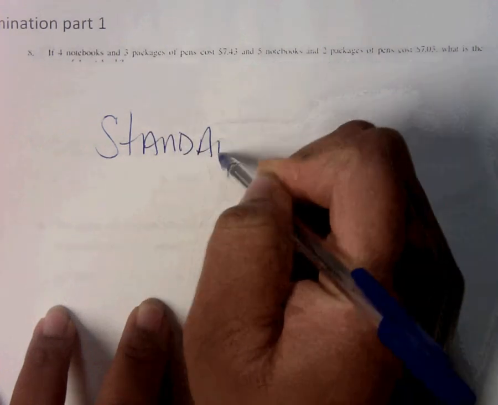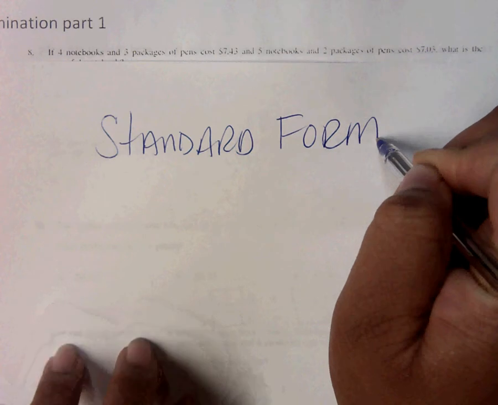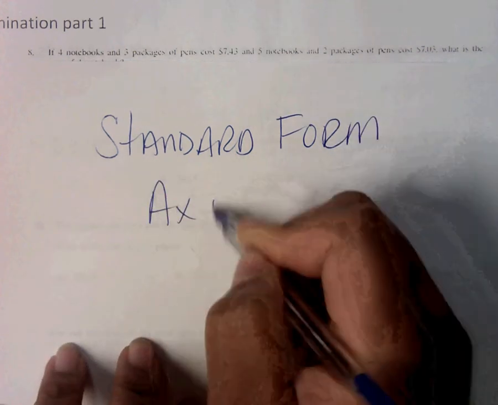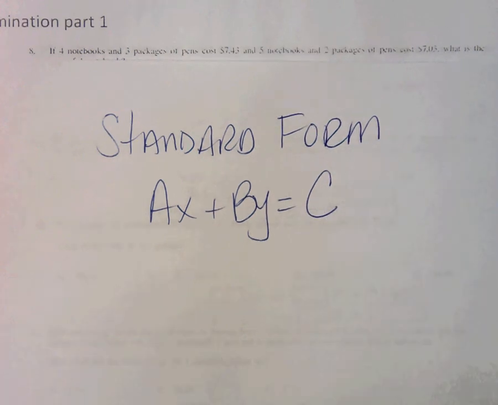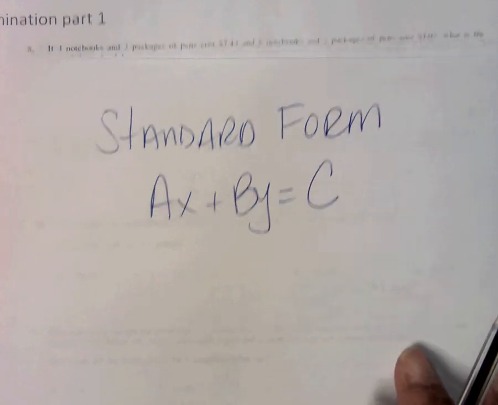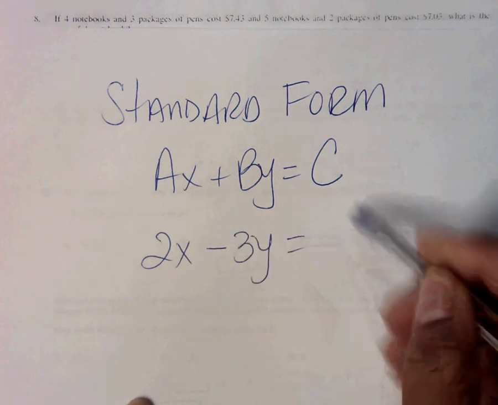Standard form. Now, that is this. And I already know some of you are saying, what, Miss Pierce? I don't remember that. Let me put some numbers in. 2x minus 3y equals 24.